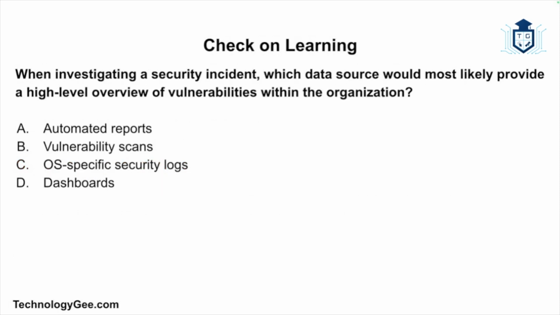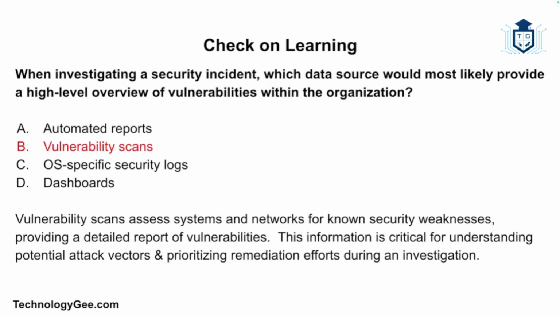And our final question: when investigating a security incident, which data source would most likely provide a high-level overview of vulnerabilities within the organization? Would this be an automated report, a vulnerability scan, an operating system-specific security log, or dashboards? And the correct answer is a vulnerability scan. Vulnerability scans assess systems and networks for known security weaknesses, providing a detailed report of vulnerabilities. This information is critical for understanding potential attack vectors and prioritizing remediation efforts during an investigation.